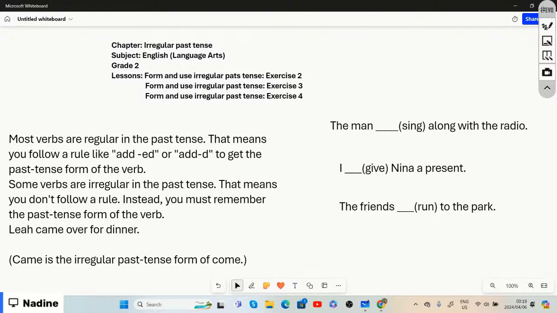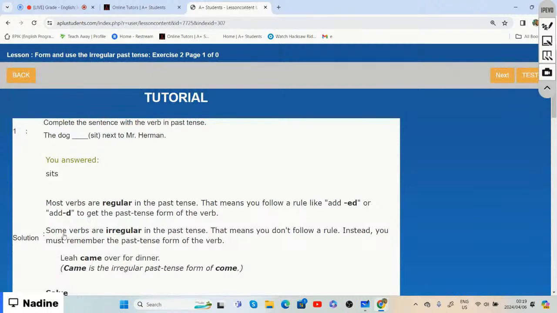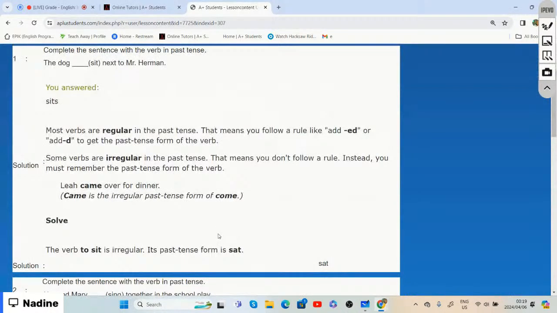All right, so now let's go to aplusstudents.ca. And we're going to the second one, which says form and use the past tense exercise 2. We see that most of the verbs are already regular in the past tense. That means that you follow a rule like add your ed.